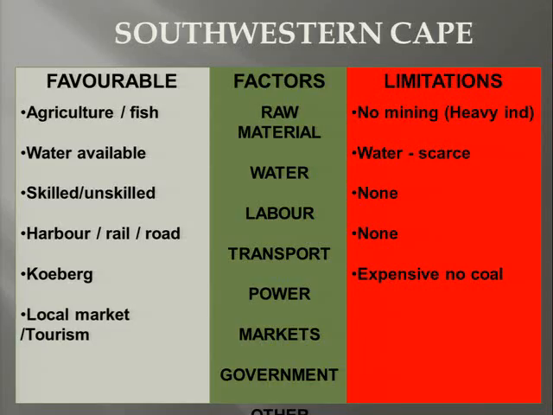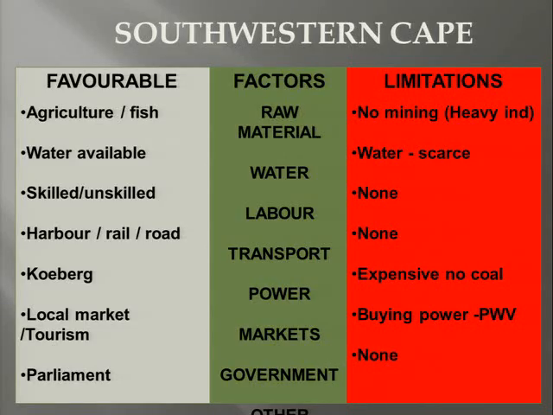Yes, there is a local market, and again the area is suitable for tourism. Is there a limitation? Yes. Most of the buying power in South Africa is in the PWV area. So as a limitation, the Southwestern Cape is far away from the area that has quite a lot of buying power. And then lastly, there's a parliament and there's no limitation in terms of government.